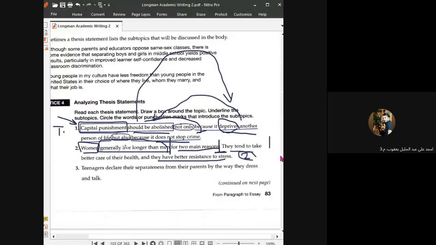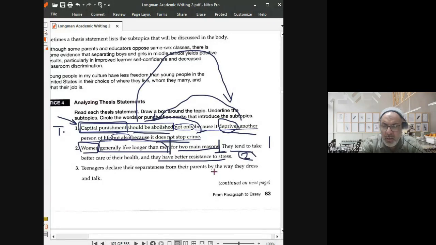Number 3, by. By is a single phrase. Okay, by here, yes, good. By is the signaling word. By using by, we introduce what? We introduce these two sub-ideas: the way they dress and talk.